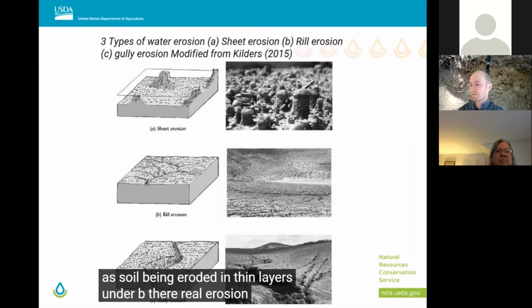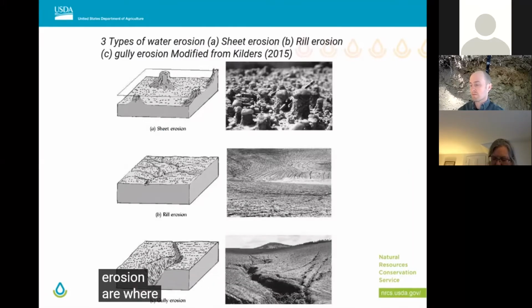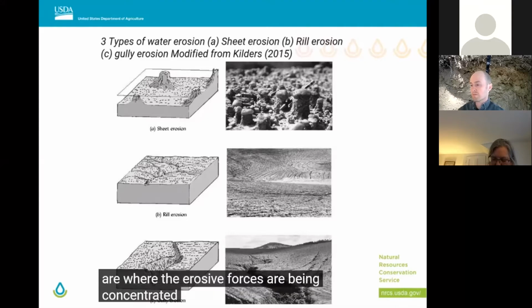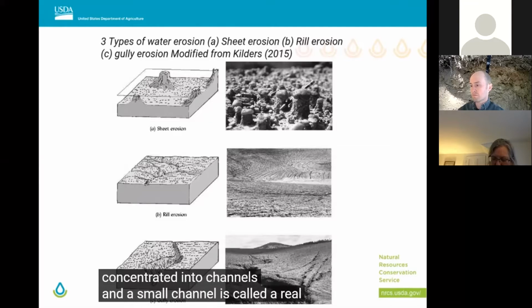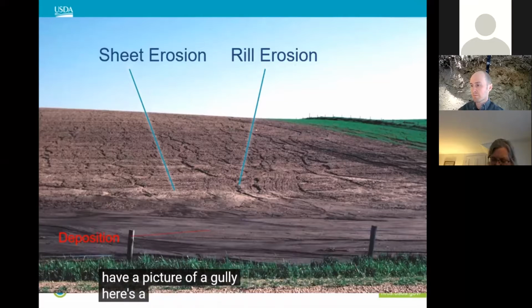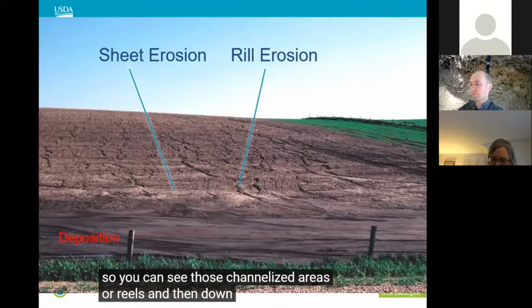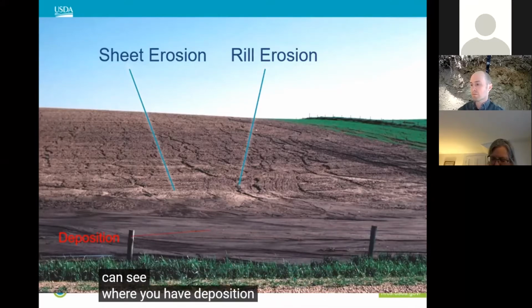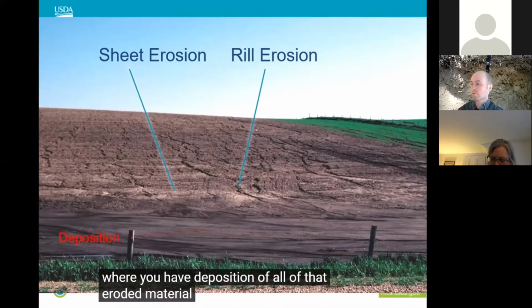Under B there, rill erosion and gully erosion are where the erosive forces are being concentrated into channels, and a small channel is called a rill. And where those channels are very, very large, we would refer to that as gully erosion. So there on the bottom, we have a picture of a gully. Here's a picture showing examples of sheet and rill erosion. So you can see those channelized areas or rills, and then down at the bottom you can see where you have deposition of all of that eroded material that was being taken off as sheets or in rills.